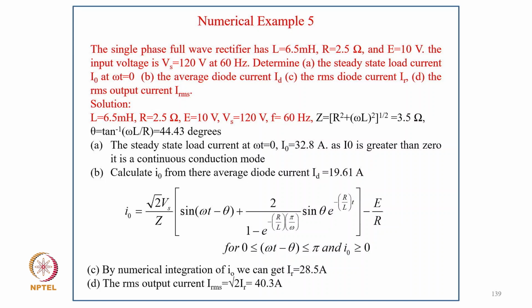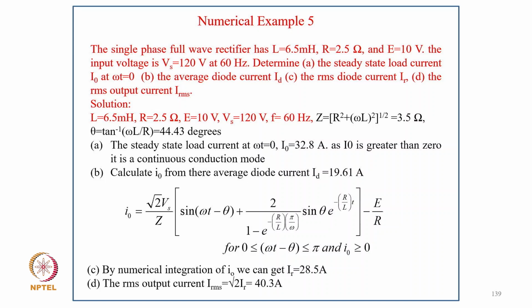So the solution is L equal to 6.5, R equal to 2.5, E equal to 10, Vs equal to 120, f equal to 60 Hz. So Z equal to square root of R square plus omega L square, that is 3.5 ohm, and theta equal to tan inverse omega L upon R, so that is 44.43 degree. And the steady state load current at omega t equal to 0, I0, equal to 32.8 ampere. As I0 is greater than 0, it is continuous conduction mode.